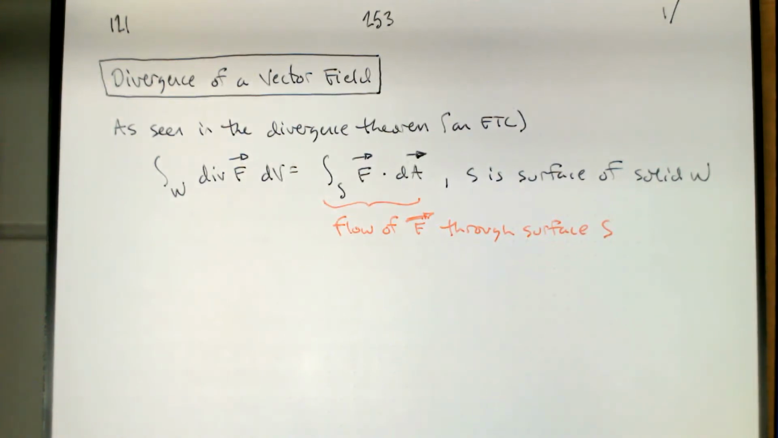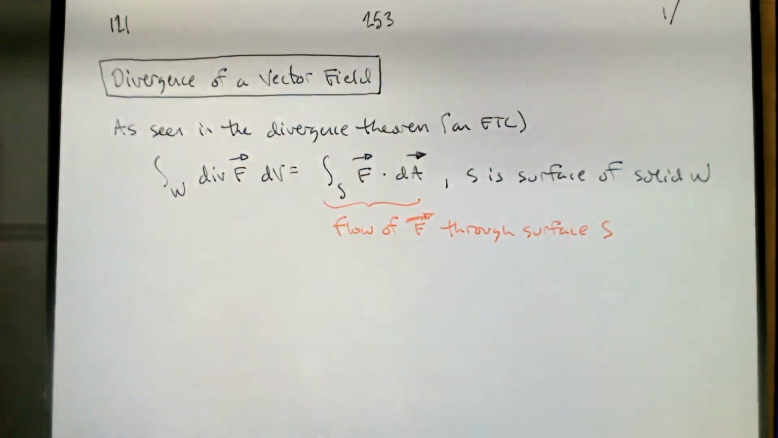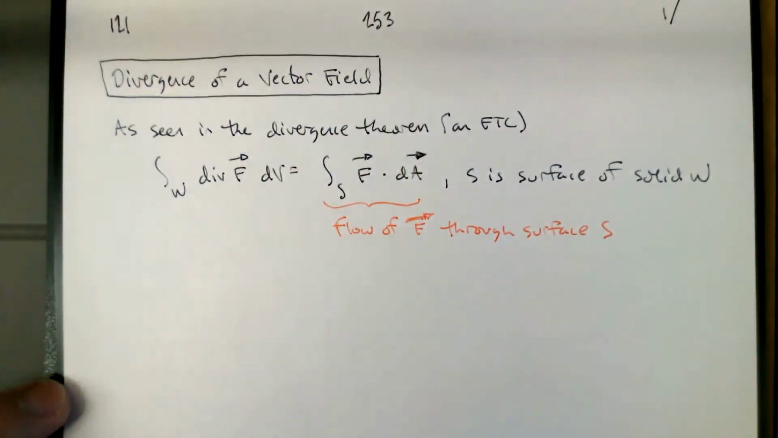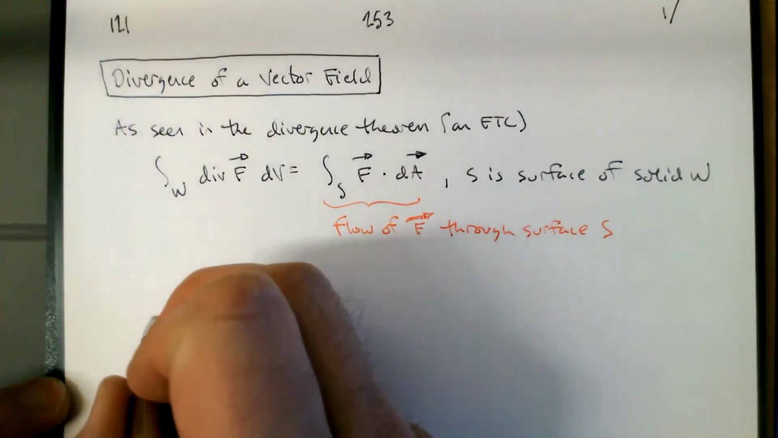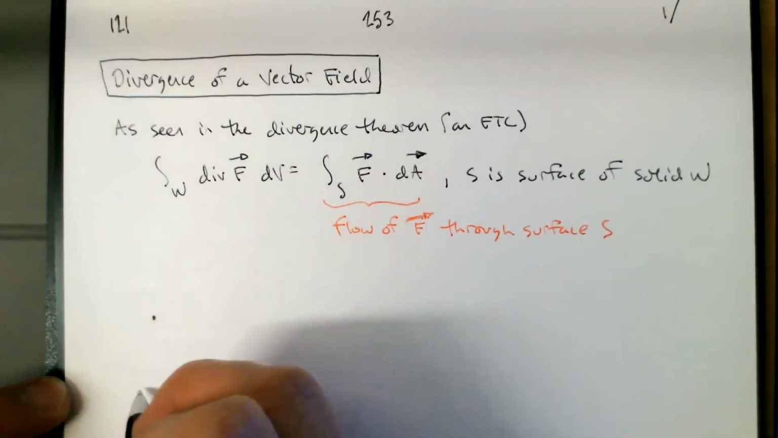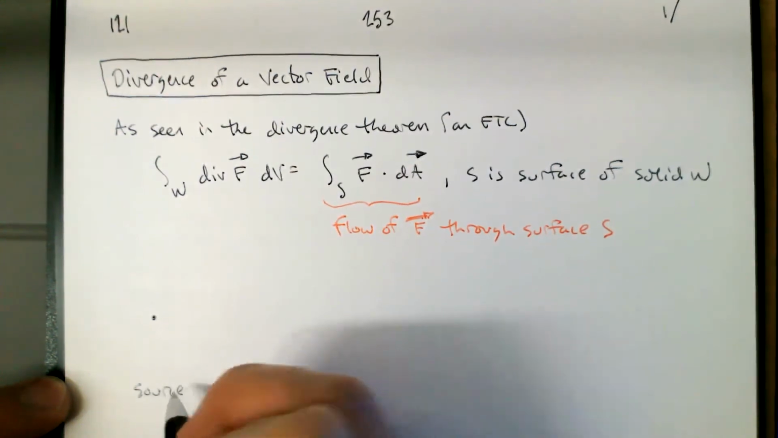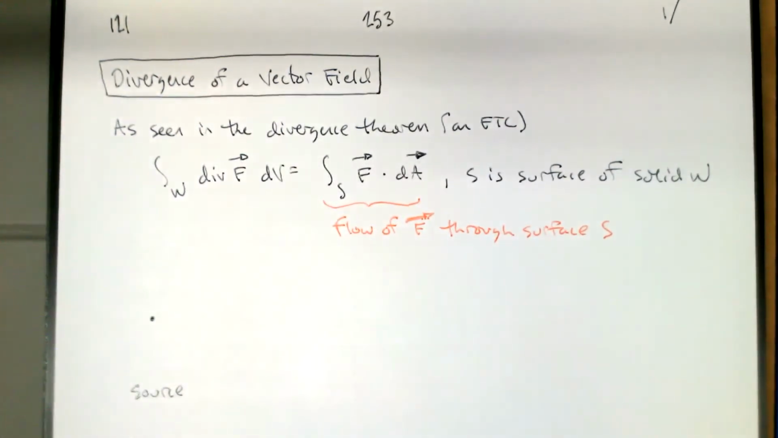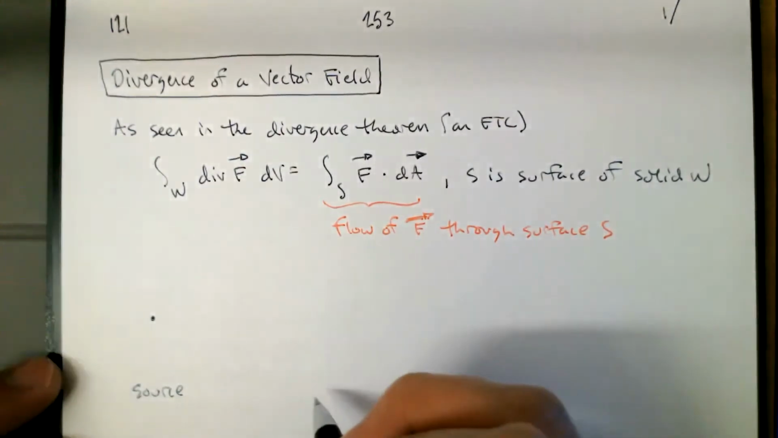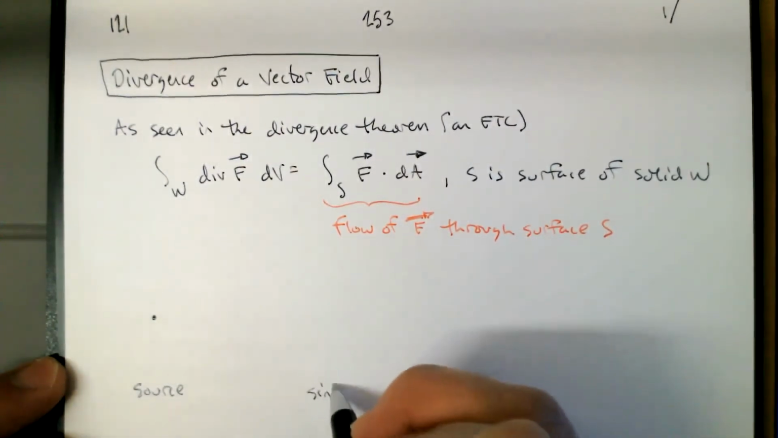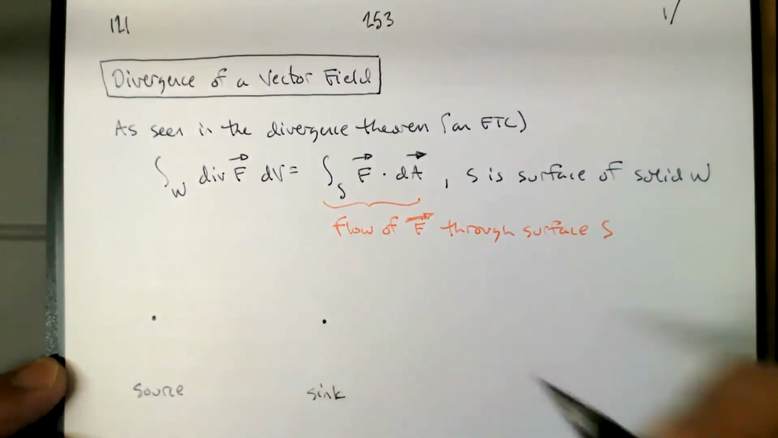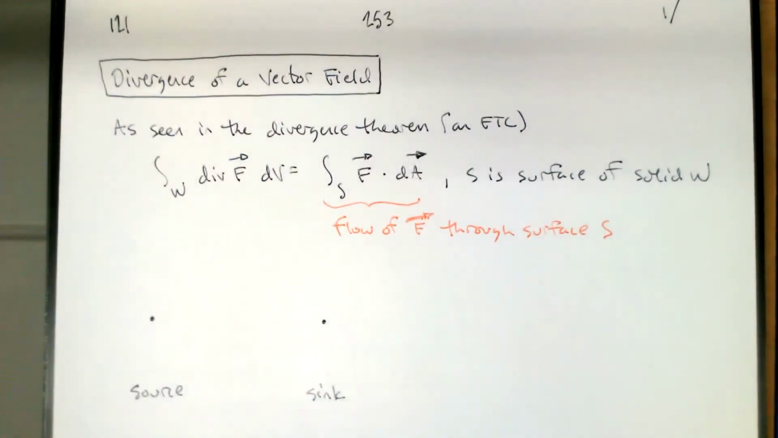All right, so let's talk about the divergence. We're going to start talking about divergence by thinking about sources and sinks. We're going to imagine a point being a source and a sink. And when we talk about a point that's a source, that means our vector field is flowing away from that point.